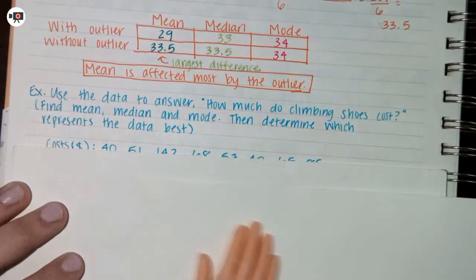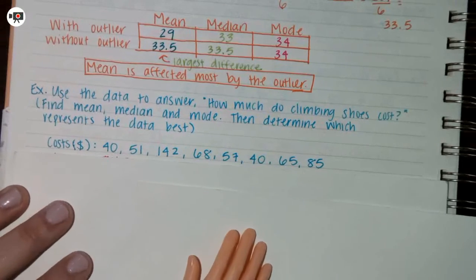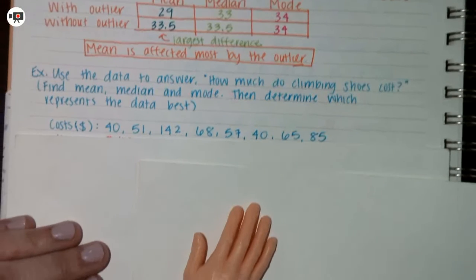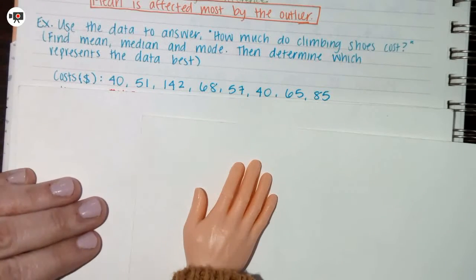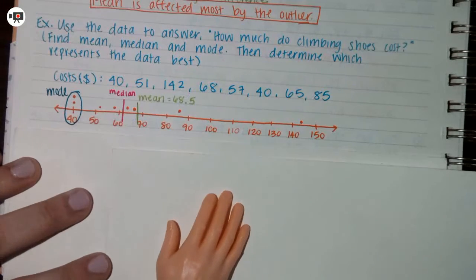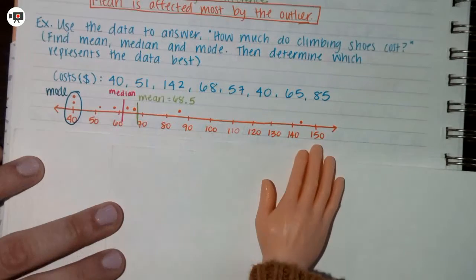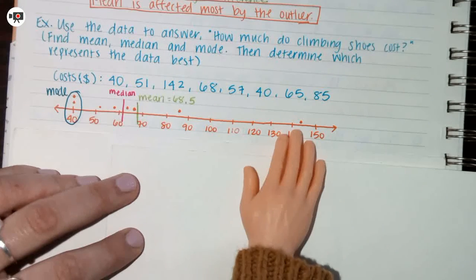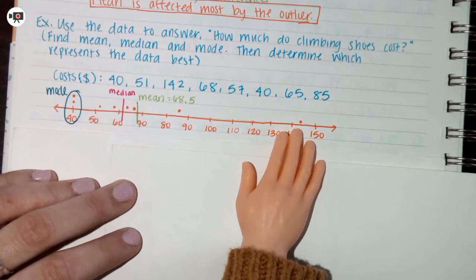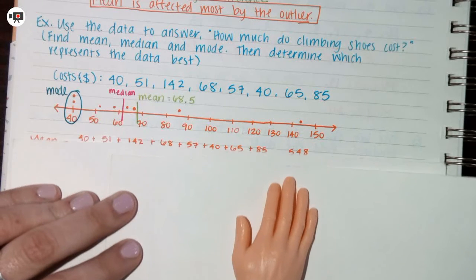Now we're going to use the data to answer how much do climbing shoes cost. We're going to find the mean, median, and mode, and then determine which represents the data best. So I have all these lists of prices. To do that, I'm going to make a dot plot. I see 142 is way out here, so that's not going to be the average. That is the most expensive.